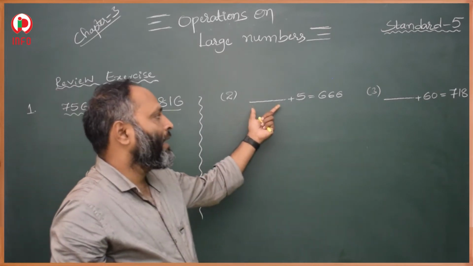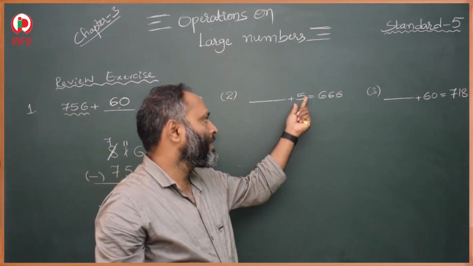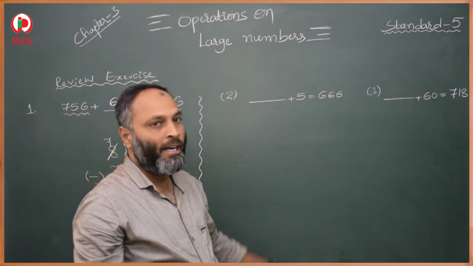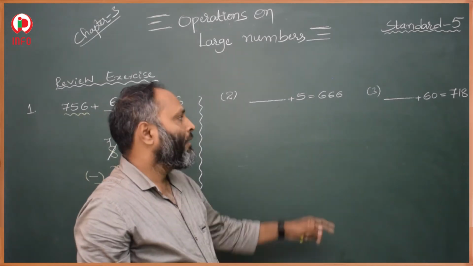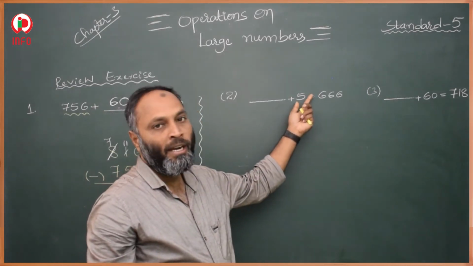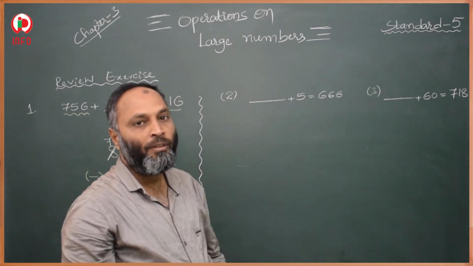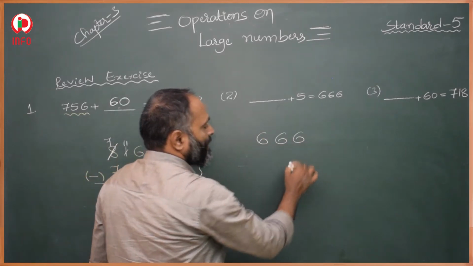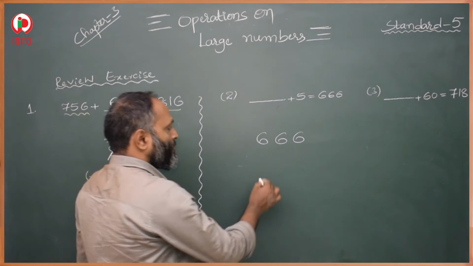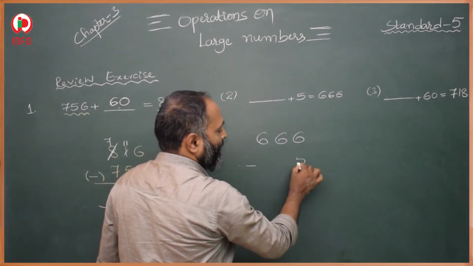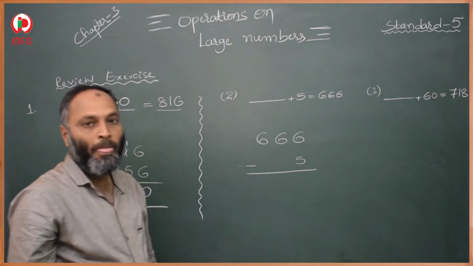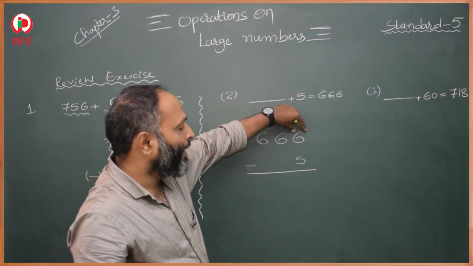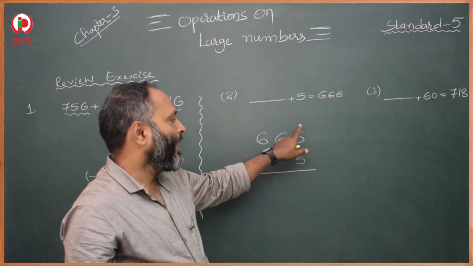In the next question, what has he given? The first addend is not given; the second addend is given, and the sum, that is the total, is given. For finding the first addend, we have to minus this second addend from the sum. What is our sum? 666. From this 666, we subtract this second addend. Then we will get the first addend.